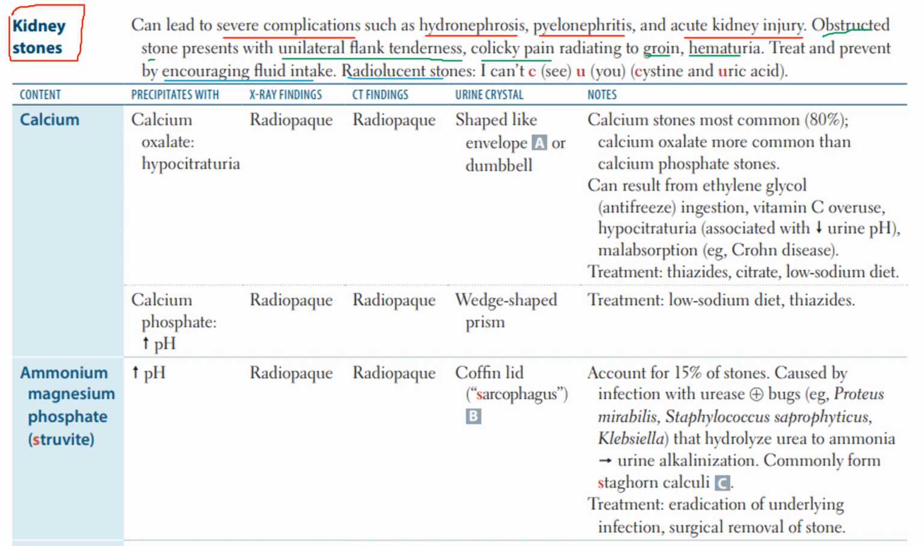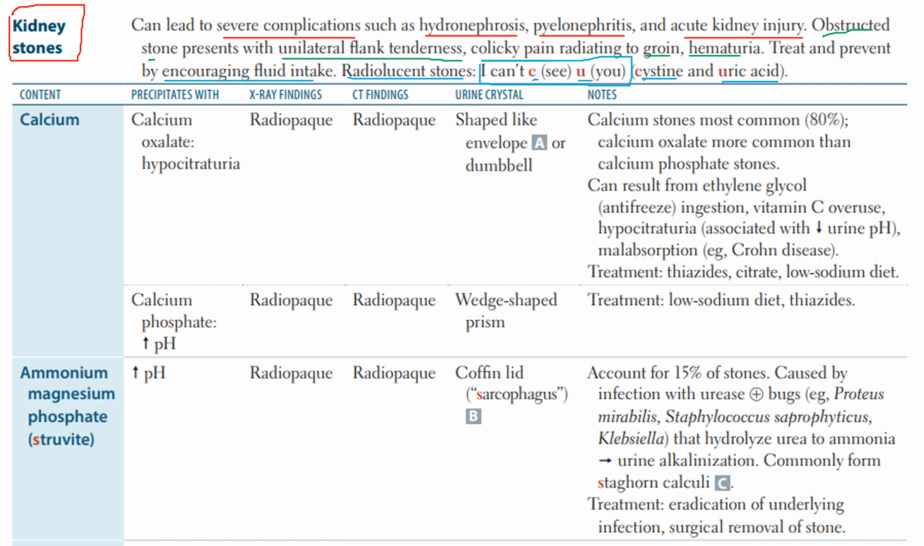Radiolucent stones are formed by cysteine and uric acid. We can remember it by a mnemonic: I can't see you. C for cysteine, U for uric acid.